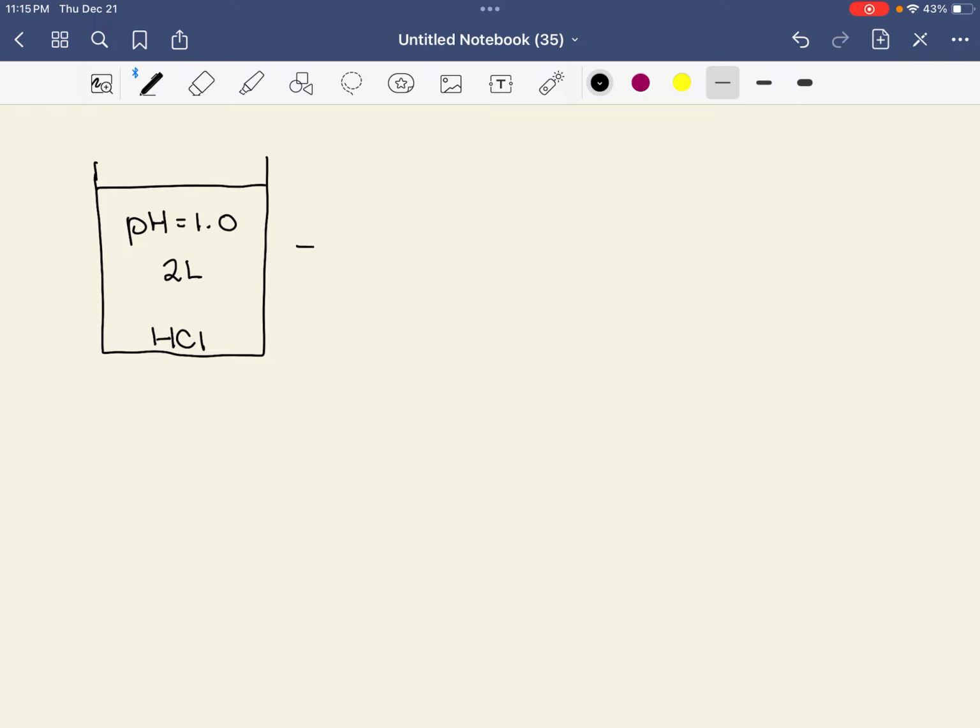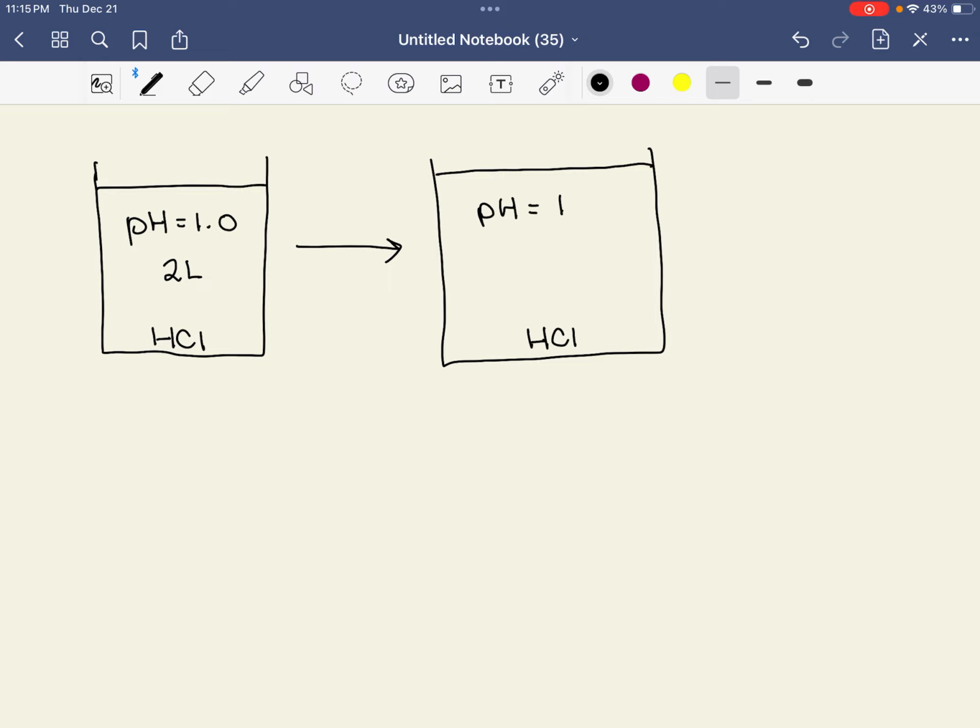And I want you to change this. There's a reason why this beaker is so much bigger. To pH 1.6. The question is, what are you going to do?